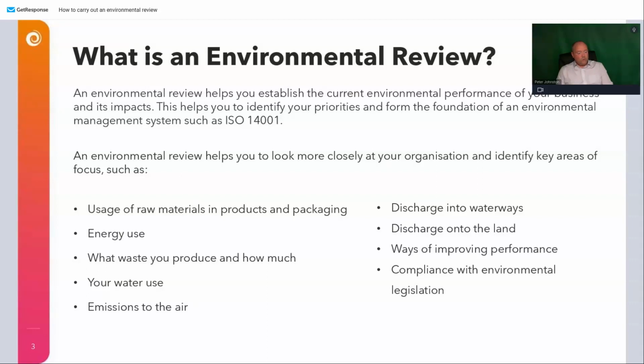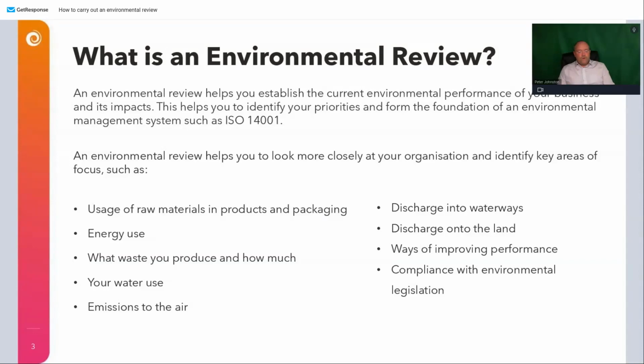You've got discharge into waterways, so that's where you might have surface water runoff going into a river, or it could be that you've actually got a discharge consent. Discharge onto land. We'll also be looking at, within an environmental review, ways of improving your performance, and importantly, your compliance with environmental legislation. So it's an overall review of exactly how your environmental performance is, how you're affecting the environment currently, and how you have a potential to affect the environment.